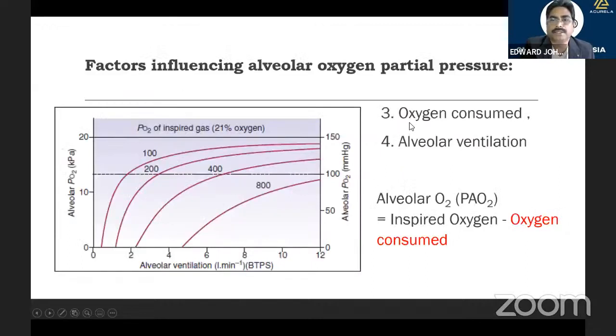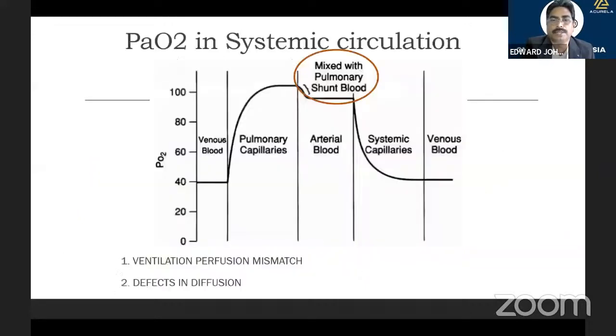So the third factor is oxygen consumption. If the oxygen consumption is high, the alveolar partial pressure will fall. Then the alveolar ventilation. If the alveolar ventilation is low, the partial pressure will be low. If alveolar ventilation is high, the partial pressure will be high.